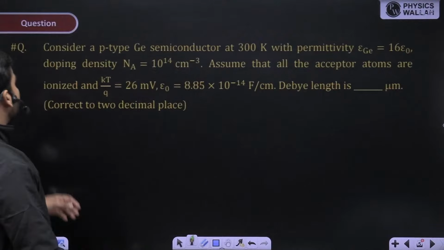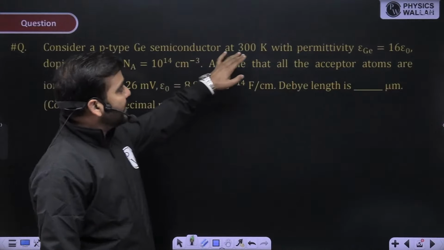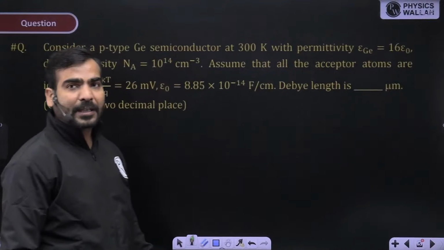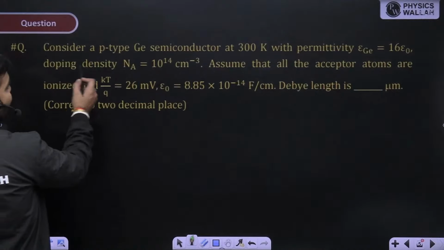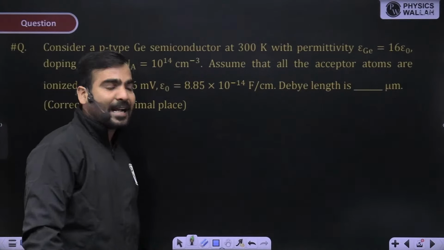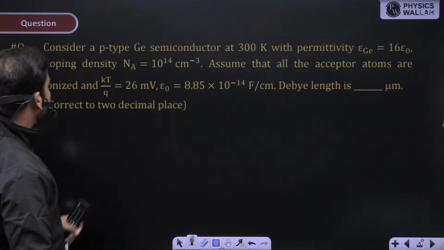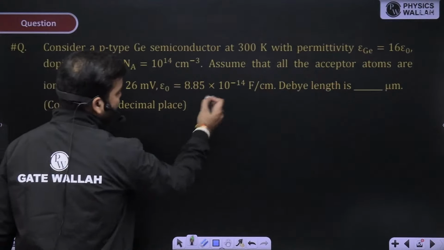The question is: consider a p-type germanium semiconductor at 300 Kelvin with permittivity epsilon of germanium equal to 16 epsilon naught. Doping density Na is equal to 10 to the power 14 per centimeter cube. Assume that all the acceptor atoms are ionized and kT/q is 26 millivolt. Epsilon naught is also given.